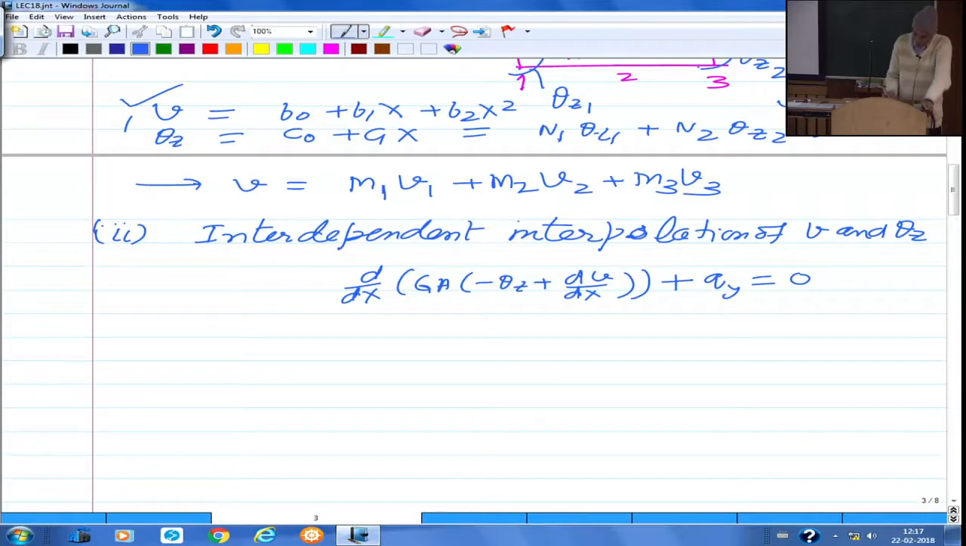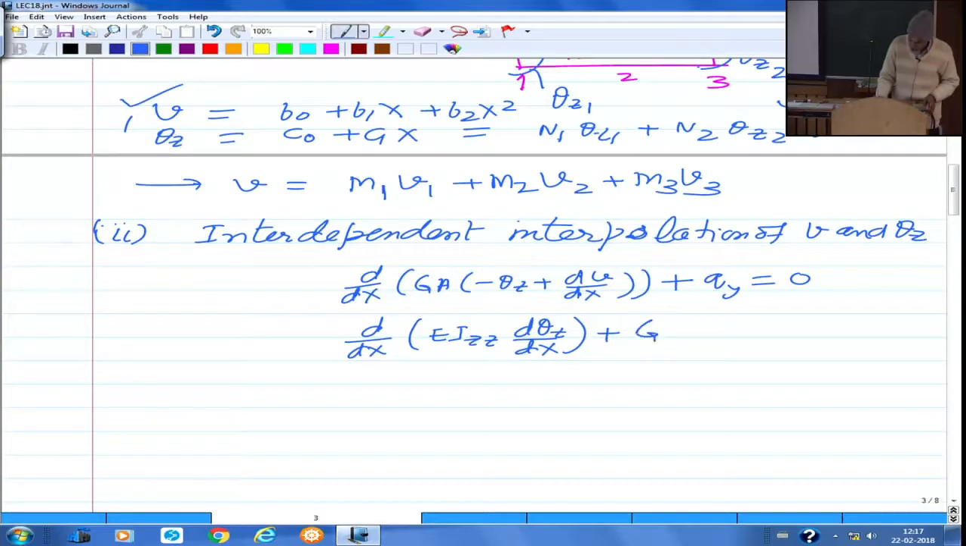And the second equation was basically d by dx of EIzz, that is from the bending moment, so EIzz into d theta z by dx. You can refer back to your notes, it's there; we have done it earlier. And plus the shear force here, which is GA into minus theta z plus dv by dx, is equal to 0. So these two differential equations we had derived.